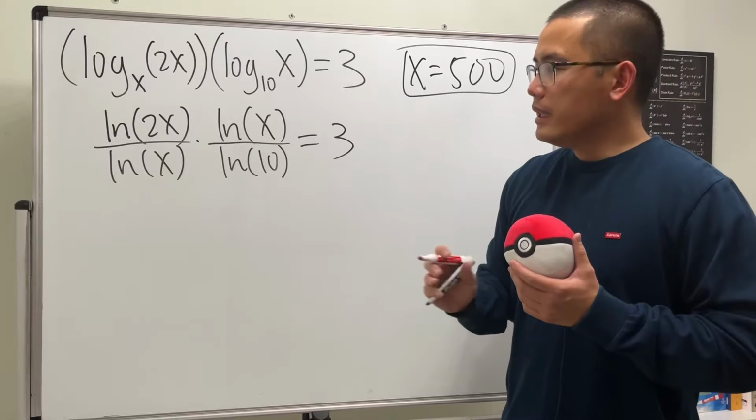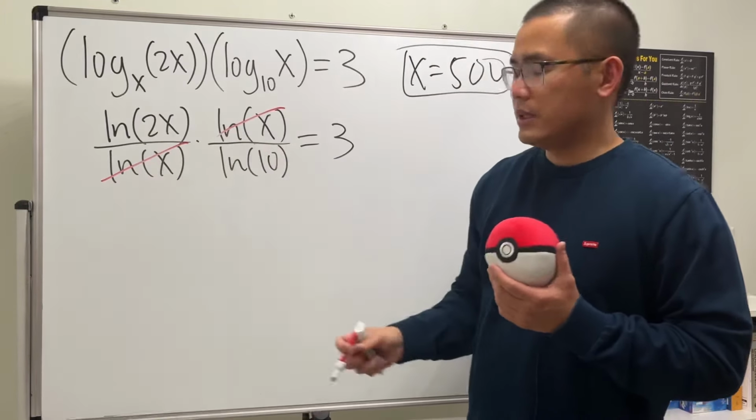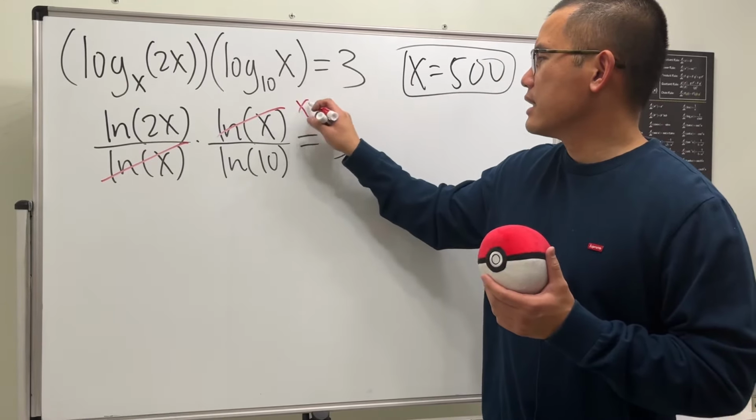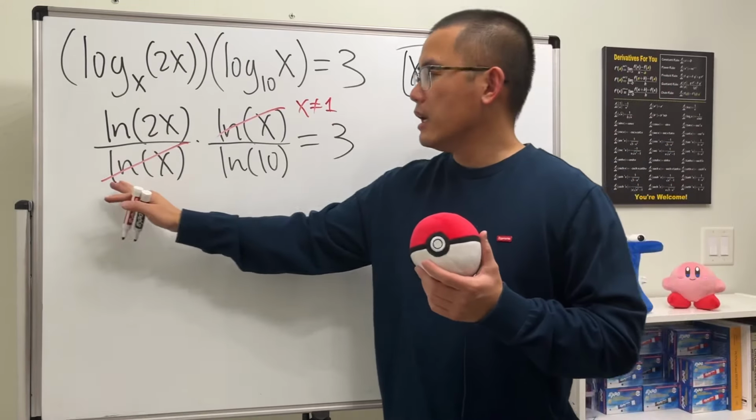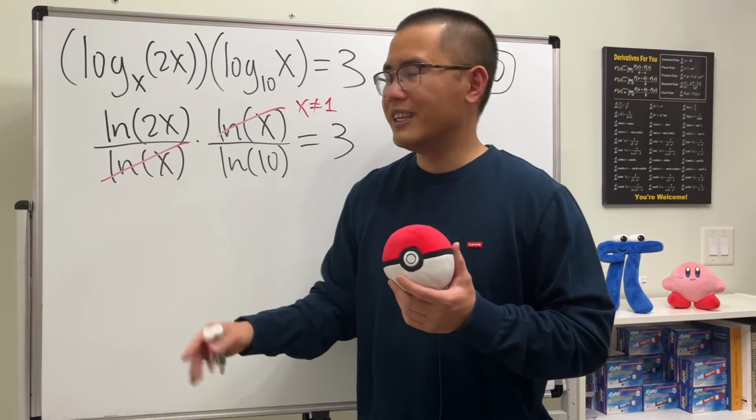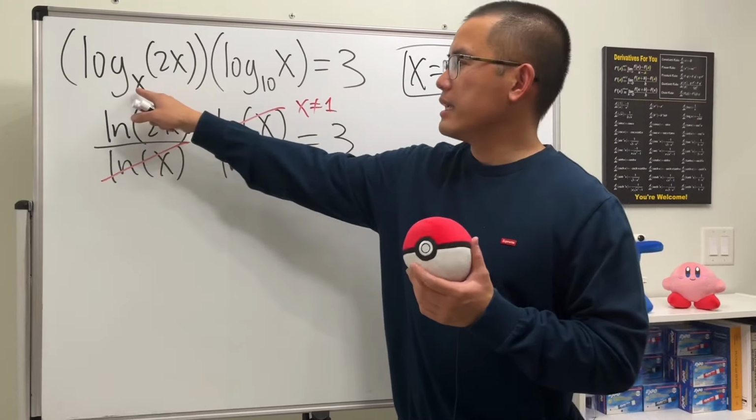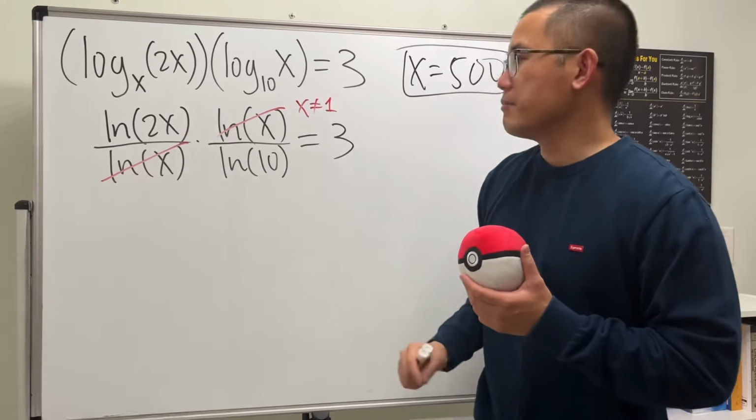Good. Now notice, this and that are the same, so we should be able to cancel them, right? Yes, and we actually just have to mention that x cannot be equal to 1, because if x is equal to 1, you see that ln 1 is 0, we will be dividing by 0, so that's not cool, right? In fact, from the original expression, x cannot be equal to 1, because we cannot have log base of 1, so keep that in mind.